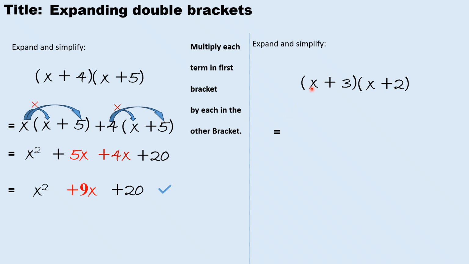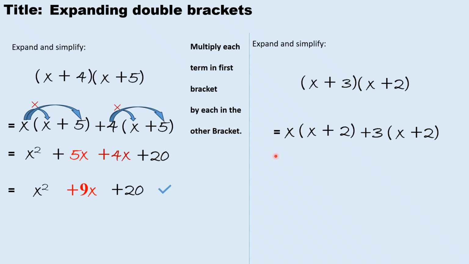So x multiplied by everything in the second bracket. So that's x multiplying everything in the second bracket. Then our add 3 should multiply everything in the second bracket. So we change those double brackets into single brackets using the distributive law.